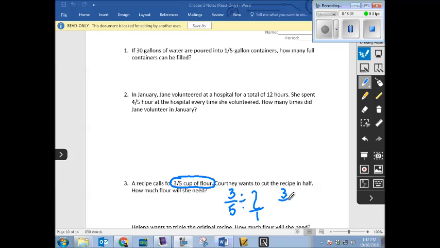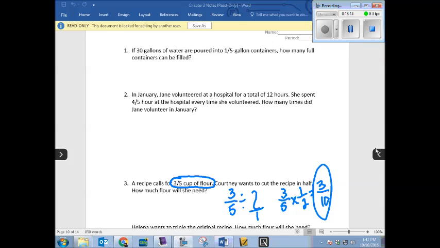So we're going to do 3/5 times 1/2. Check for cross simplifying. Nothing there. We're going to get 3/10. So she only needs 3/10 for the recipe she's making. Okay?